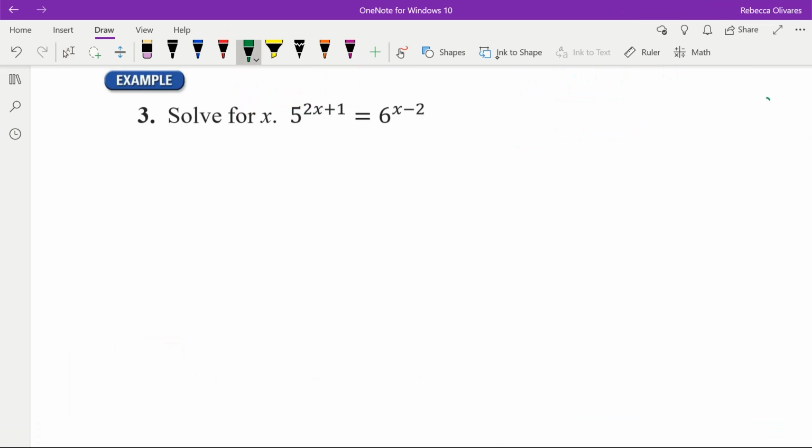Let's take a look at number 3. Now you'll notice here this one's unusual because you have two exponential expressions. You've got the one with the base of 5 and the other side with a base of 6. So there's not really anything that you can do to isolate the exponential expressions, besides that you have two of them and they have different bases.